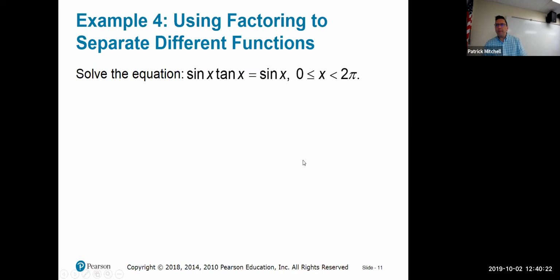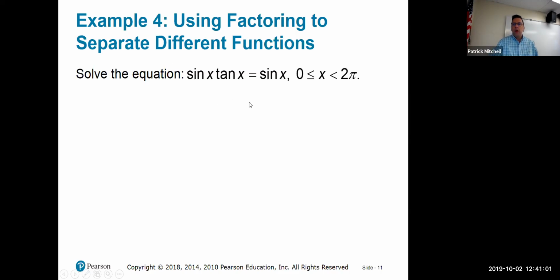All right, next example, using factoring to separate different functions. They've given me this equation, sine x tangent x equals sine x. And again, they only want solutions between 0 and 2 pi. Let me tell you first what I am not going to do. This is what you don't want to do. Do not start by dividing both sides by sine x. That's a very tempting thing to do. I'll talk a little bit later about what would go wrong if you did that.